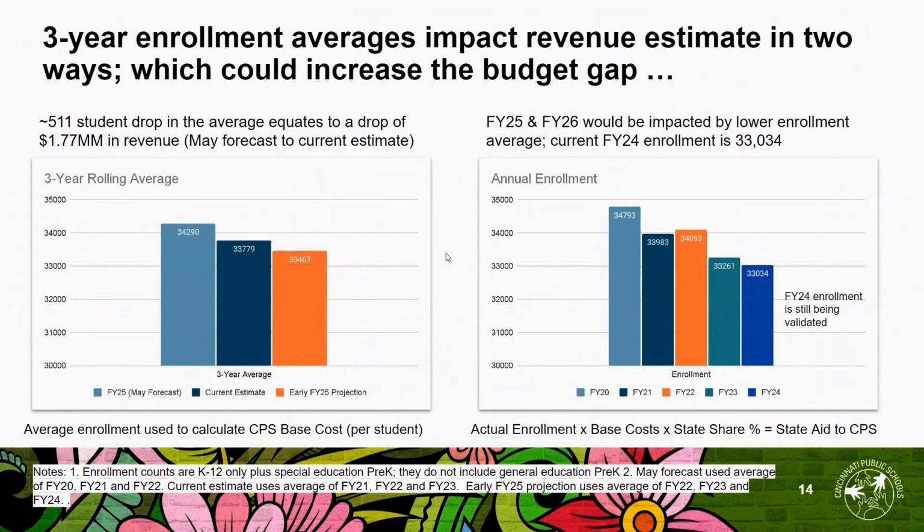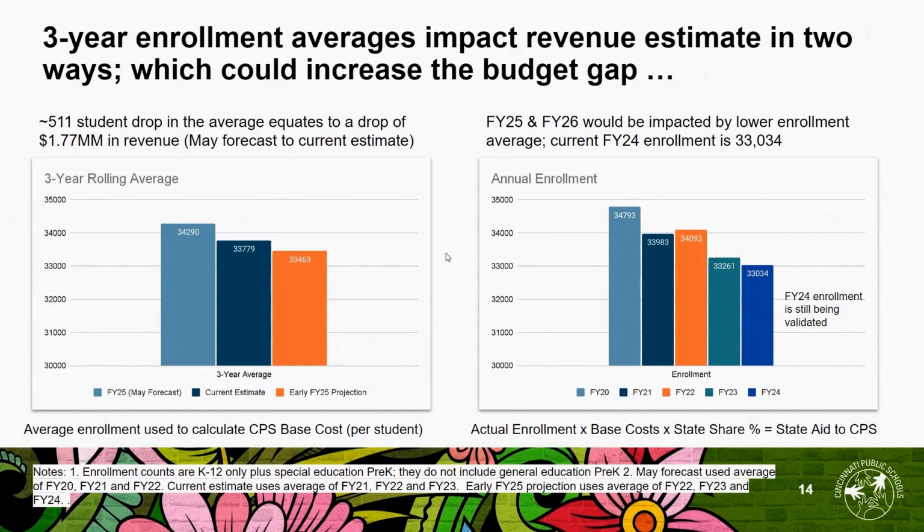But what we notice between that grayish blue bar and that orange bar is a decline. So our average enrollment over time is going down, and that's what the state bases our per pupil funding on. So that means we are already out of the gate, likely going to receive less dollars per student.